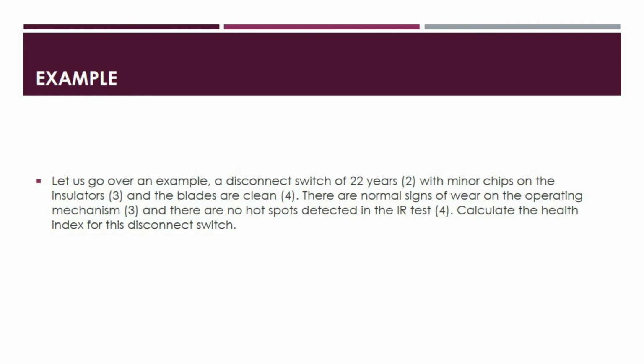So now let us go over an example. A disconnect switch of 22 years, which is a rating of 2, with minor chips on the insulators, rating of 3, and the blades are clean, rating of 4, and that there are normal signs of wear on the operating mechanism, which we give a rating of 3, and that there are no hotspots detected in the IR test, so we give it a rating of 4. So given all this information, calculate the health index for this disconnect switch.